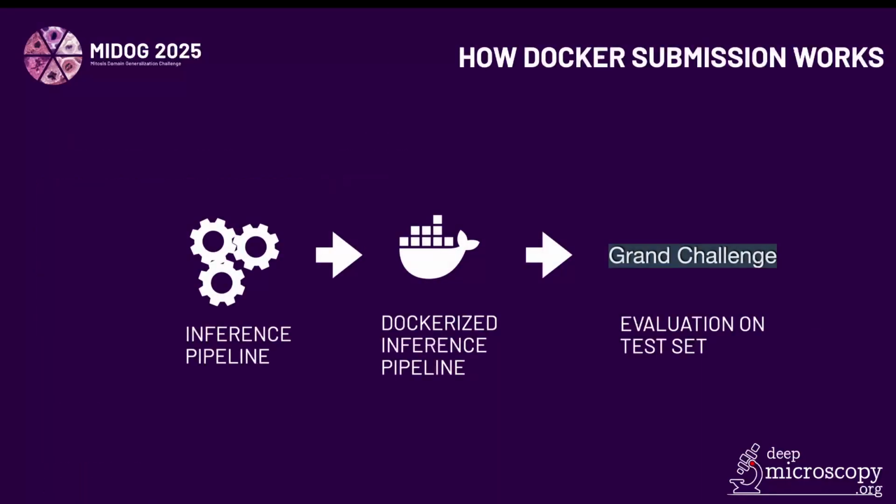This is how the Docker submission process works. You first have to build your inference pipeline like you would for any other machine learning task. Then you have to embed it into the Dockerized pipeline, which we provide, meeting specific input and output format requirements. Finally, you upload the Docker container to Grand Challenge for evaluation on the test set.